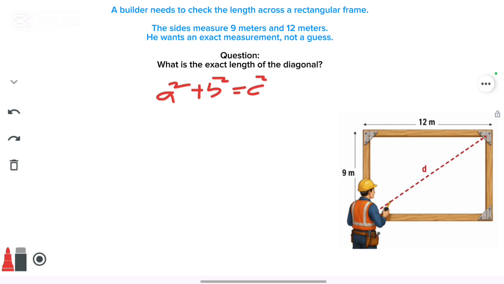So a squared is 9 squared, plus b squared is 12 squared, which is equal to c squared. Alright, there we go. Now the first thing you want to do is square the numbers. So we have 9 squared is equal to 81. 9 squared is equal to 81, and 12 squared is equal to 144.